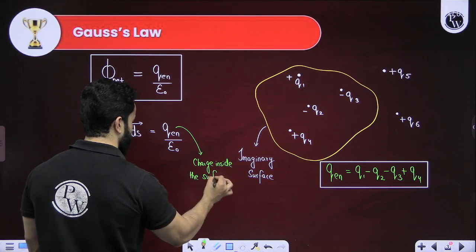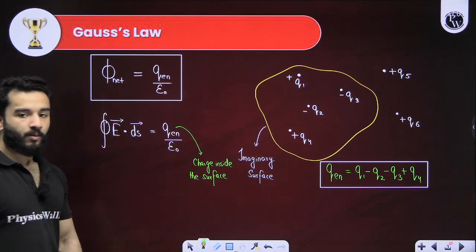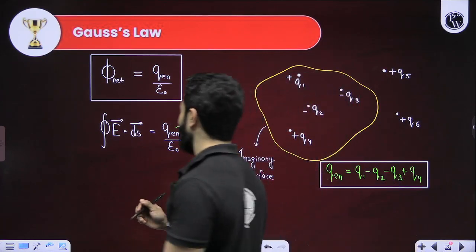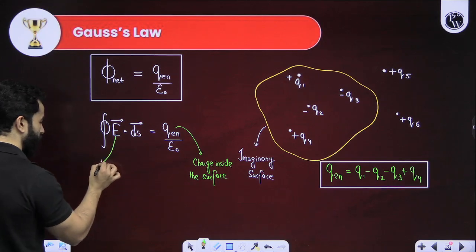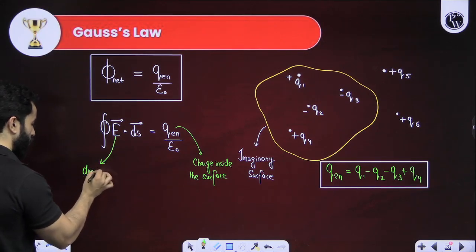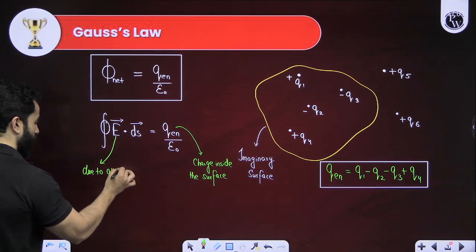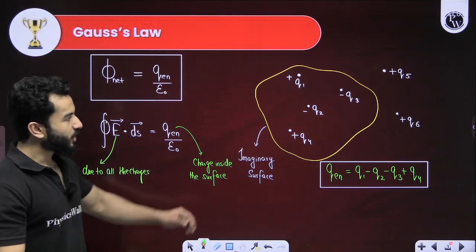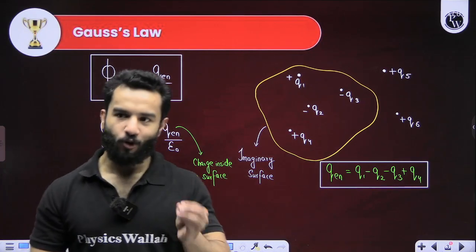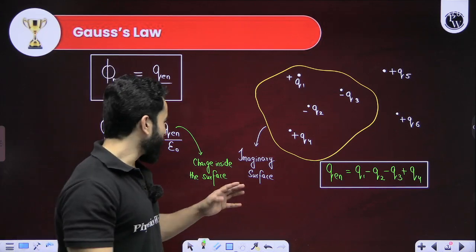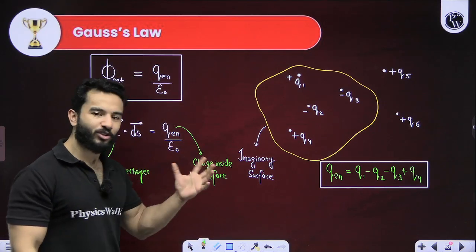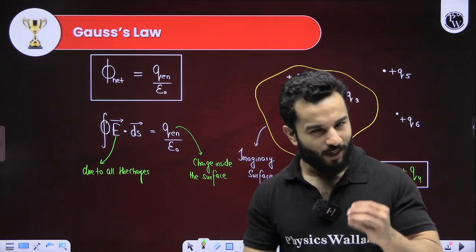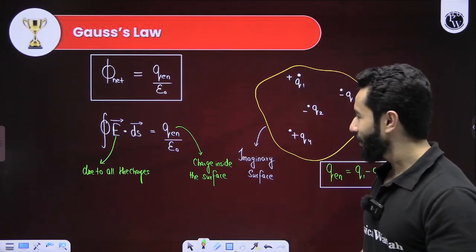But the important point is, on the left hand side you have got an electric field. This electric field is due to all the charges. That means those charges which are outside of the surface will also contribute an electric field. We are not going to write them under the enclosed charge, but they will definitely contribute to the net electric field. Why are we not writing them for enclosed charge?